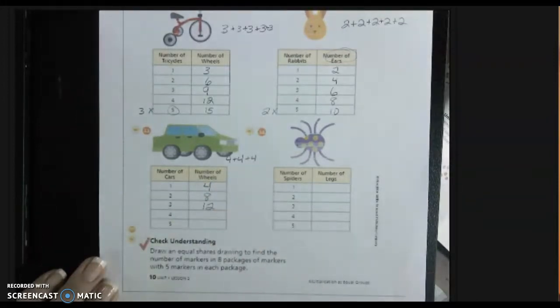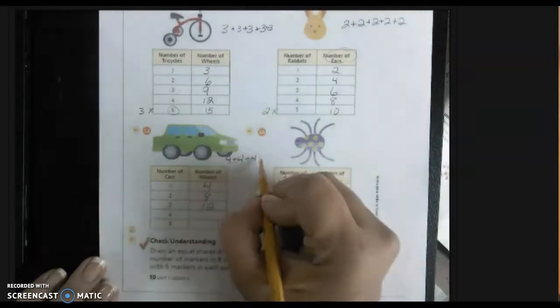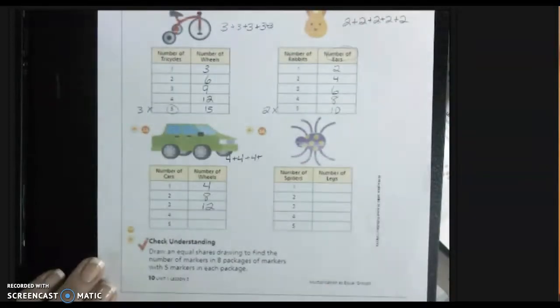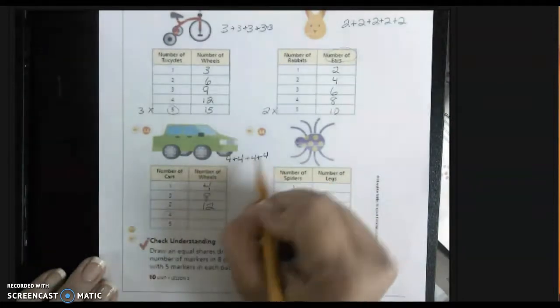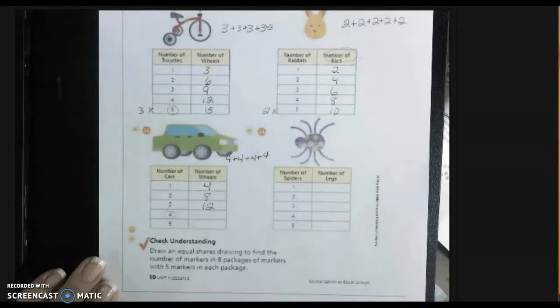Remember, if I'm going too fast, pause the video or go back and watch it again if you need to. Now I have 4 cars, so I need to add it 4 times. 1, 2, 3, 4. Yep, I've got them all.